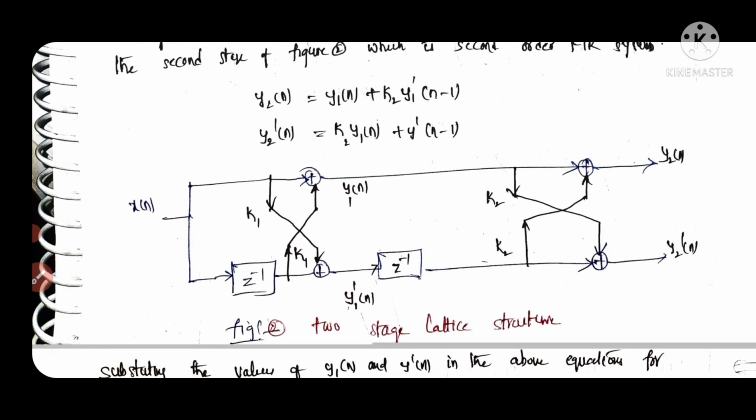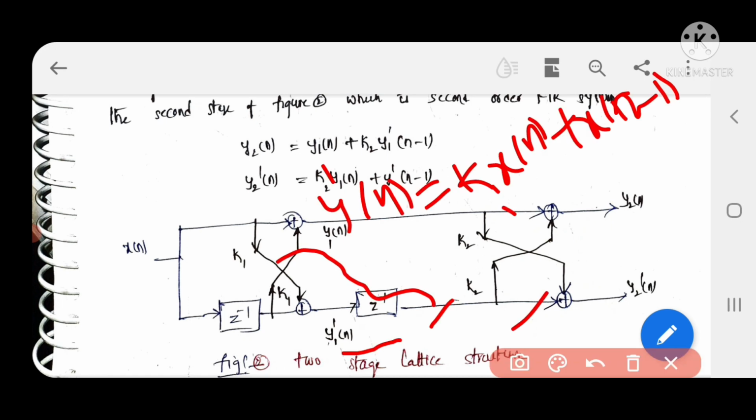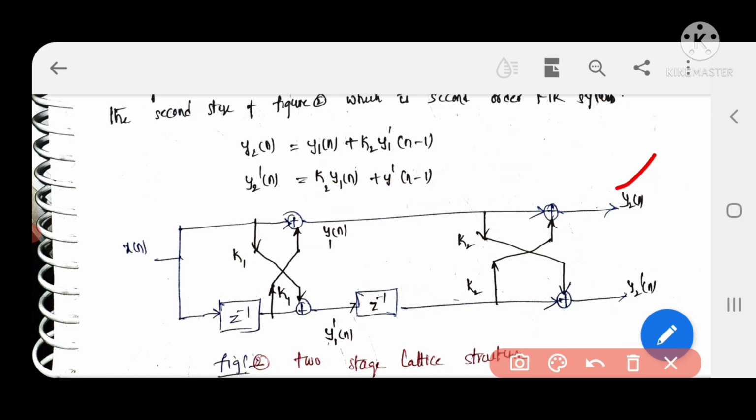If you see from the output point of view, what are the possibilities for y2 of n? Y2 of n is equal to this y1 added to the adder, and at the same time y dash of n is passing through the one delay element, that is z inverse, and multiplied with k2 and added to the adder. Therefore y2 of n is equal to y1 of n plus k2 into y1 dash of n minus 1.